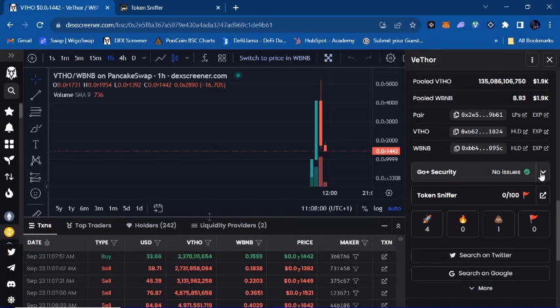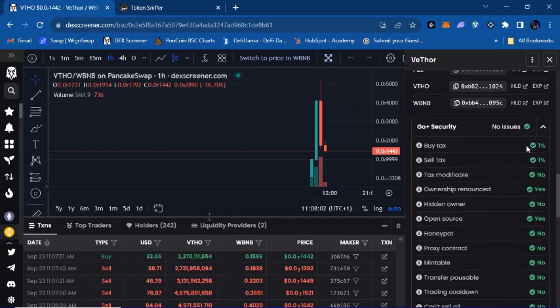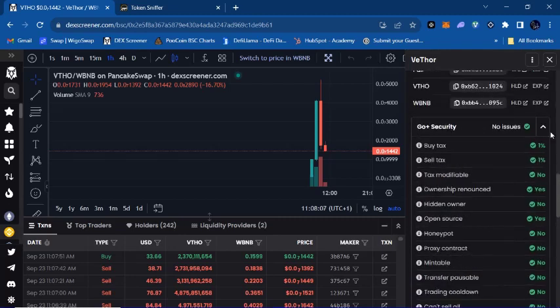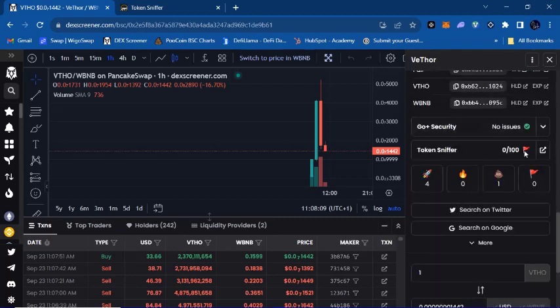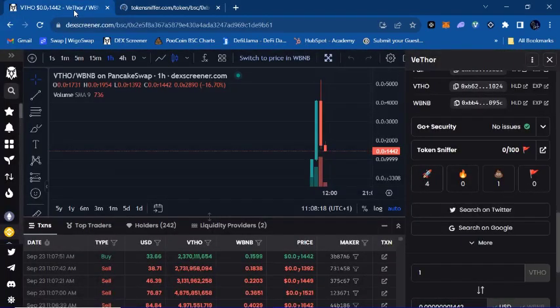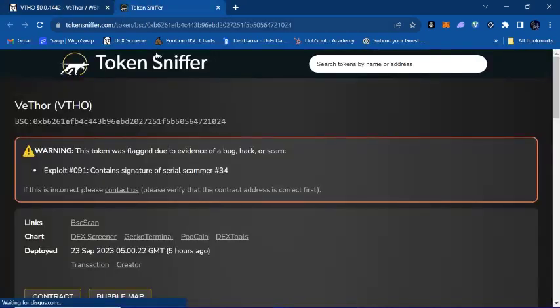Now, as you can see, there are no issues with the token contract address based on Go Security, but Token Sniffer has given it a score of 0 over 100. If you want to find out why, you can expand and it will take you to Token Sniffer. While it's loading, as you can see, this is where people can vote on if the token is good or not. One person has put shitcoin, or it's not a good token. So let's go.